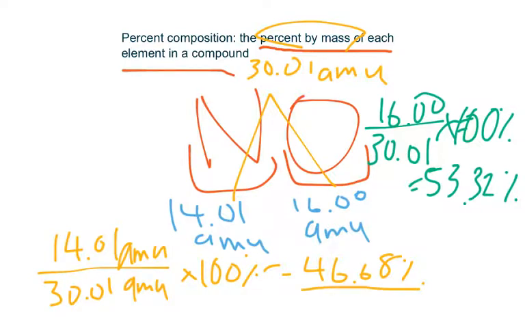So from these calculations, we can conclude that in nitrogen monoxide, 46.68% of its mass is made up of nitrogen, and 53.32% of the mass of the molecule is made up of oxygen.